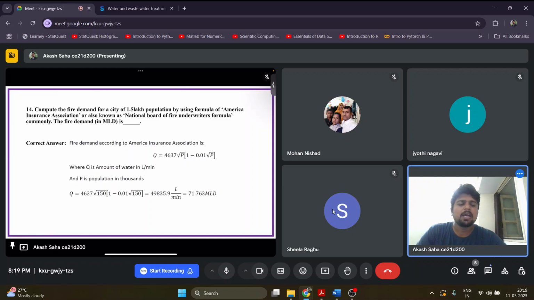Always remember these empirical formulas will give the answer in liter per minute. And the population should be in thousands. So for 1.5 lakhs, it will be 150. And the final answer we will be getting is 49385.9 liters per minute. But in the question, it is asked in MLD. So you have to change the unit. So the final answer will be 71.763 MLD.